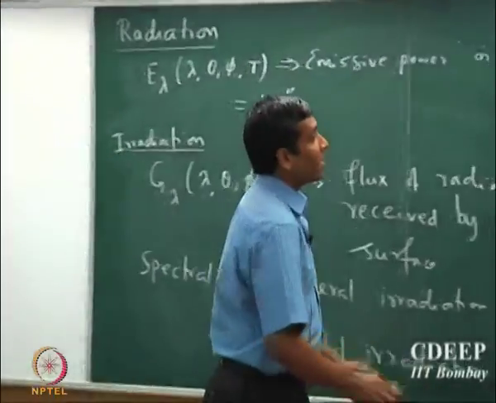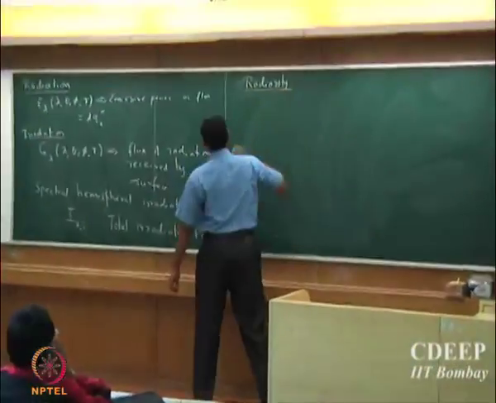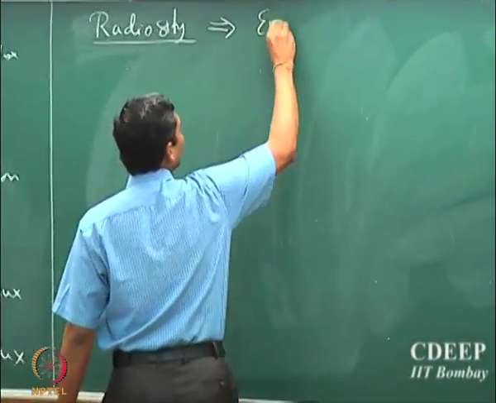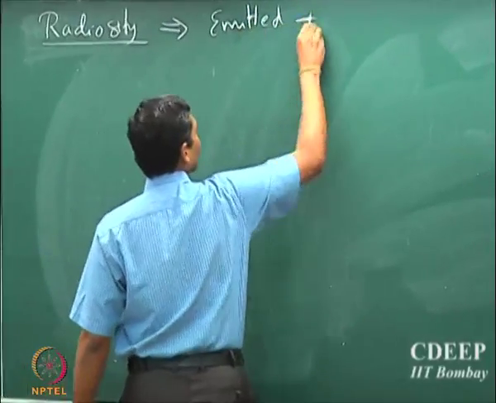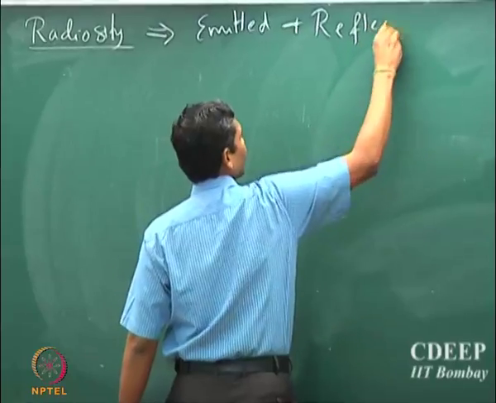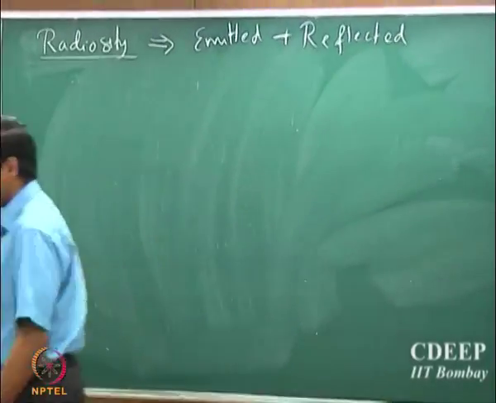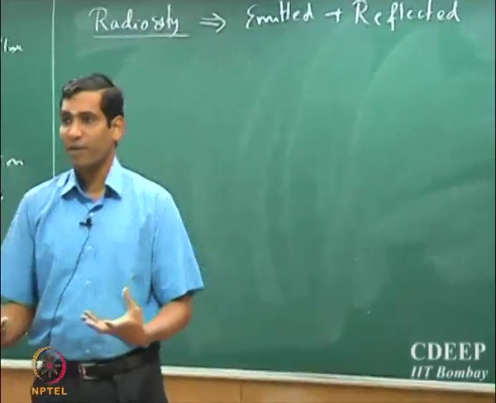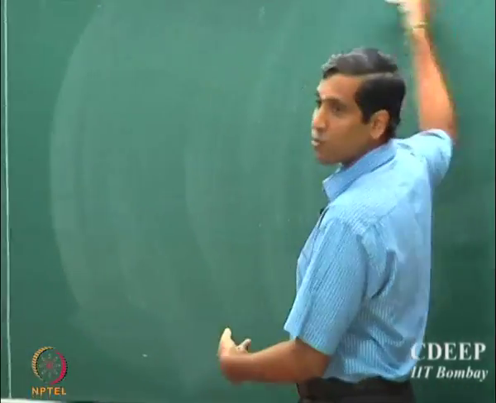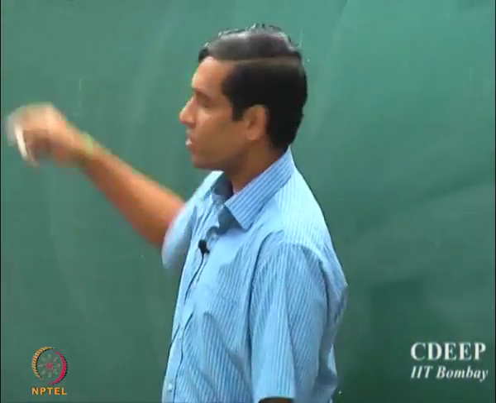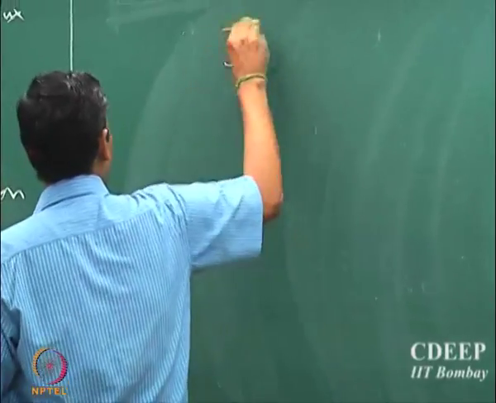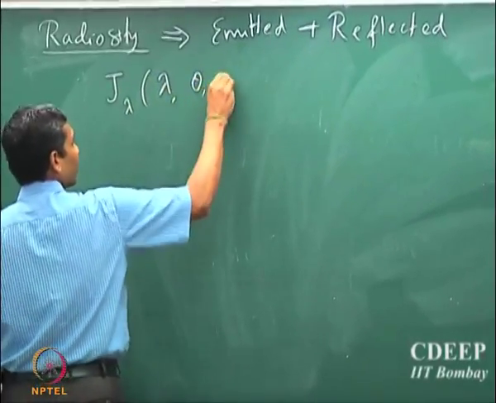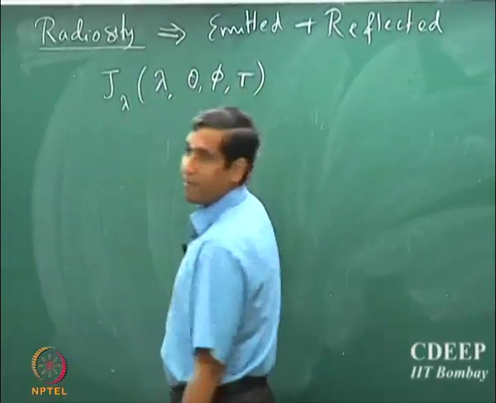And similarly, one could define what is called radiosity, okay. Radiosity is essentially the sum of what is emitted plus the reflected radiation. It is useful to define radiosity because the net radiation that comes out of a surface is essentially the sum of what is emitted plus what is reflected, right. So that is the net emission, and the symbol that is given is J. J at a specific lambda is again going to be a function of lambda, theta, phi and temperature.